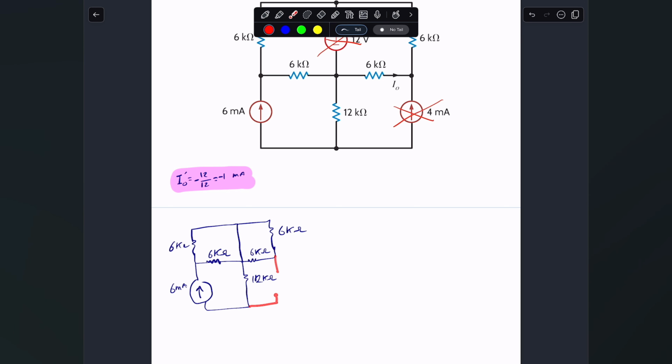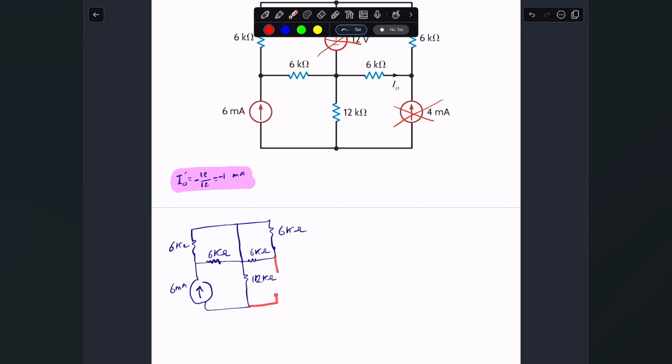So let's add them up. P technically does not equal P prime plus P prime prime plus P prime prime prime. 6 plus 24 is just 30 milliwatts. So if you mistakenly applied superposition, you would end up thinking the power should be 30 milliwatts. But I know the actual current in the resistor with all the sources on, and it is negative 3 milliamps. So the power is really negative 3 squared times 6 kilo ohms, which is 9 times 6, or 54 milliwatts. So it is definitely not 30 milliwatts.